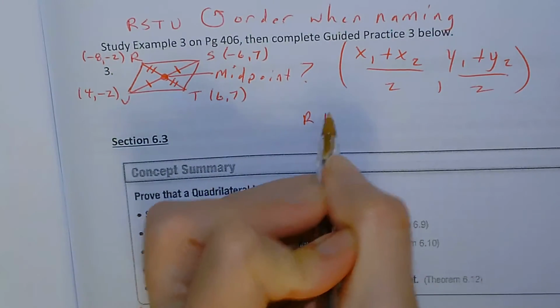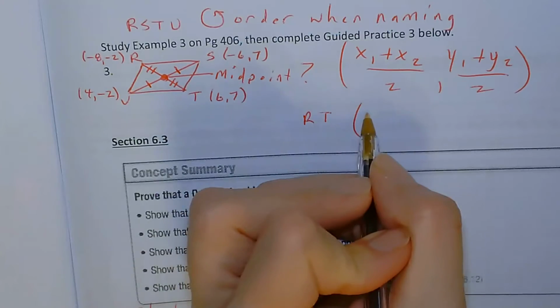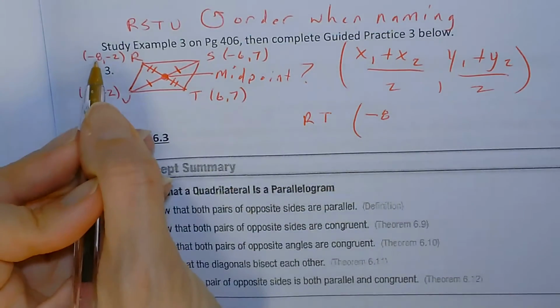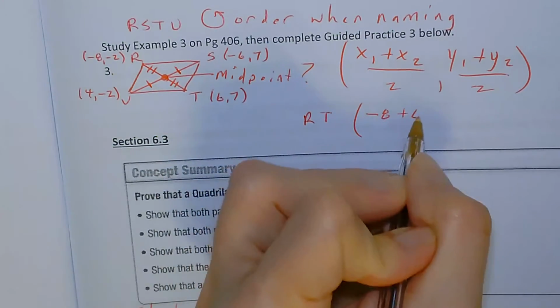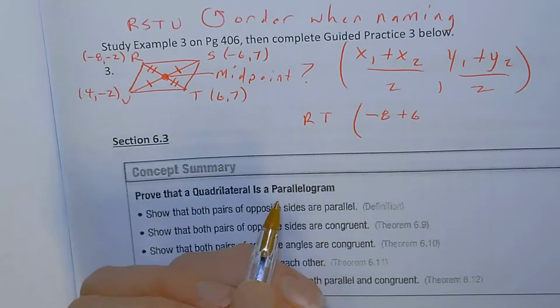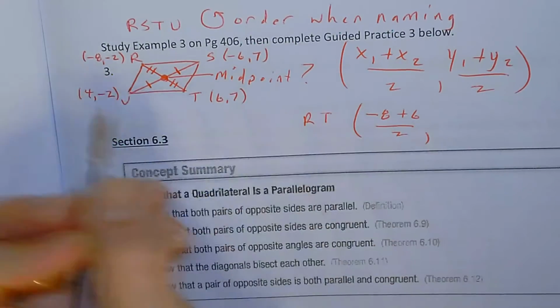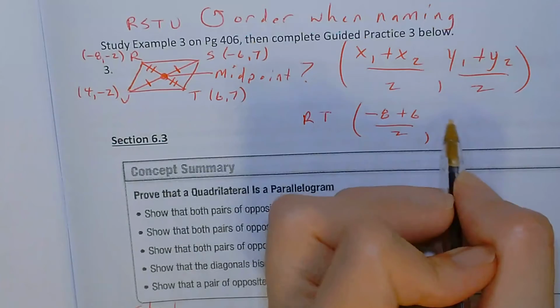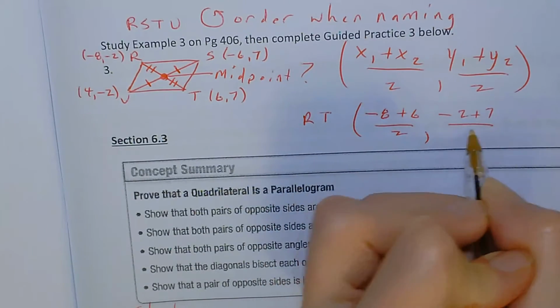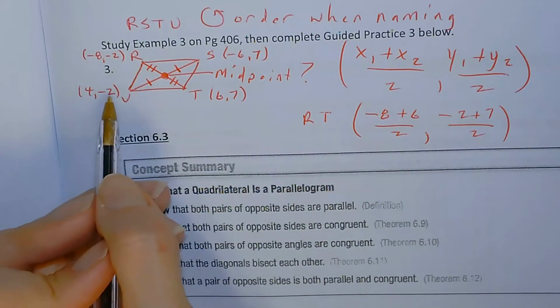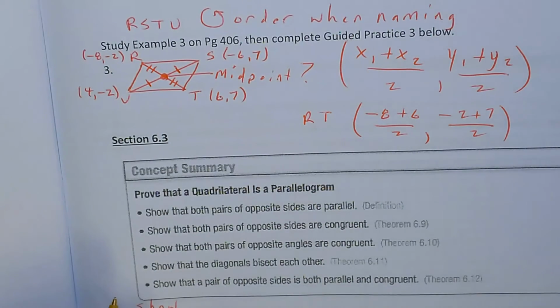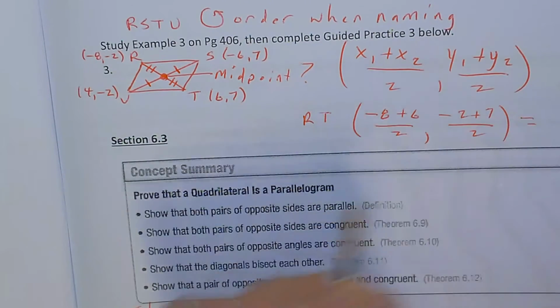Okay, so for RT, I'm going to be taking -8 plus 6. You're going to be taking 4 plus -6, and you're going to divide by 2. And then you're going to do your Y's. -2 plus 7 for me divided by 2. You're going to be doing -2 plus 7 divided by 2, which I guess is the same thing that I did. Okay, and so I'm going to simplify this.